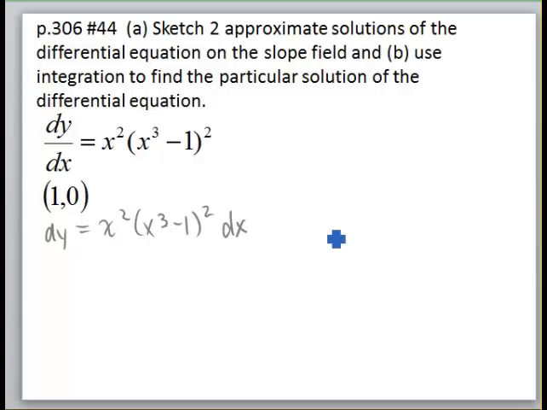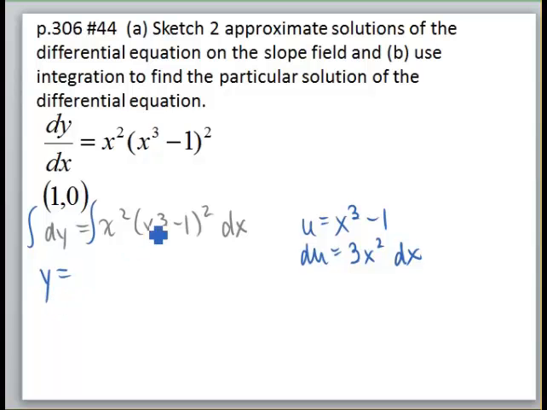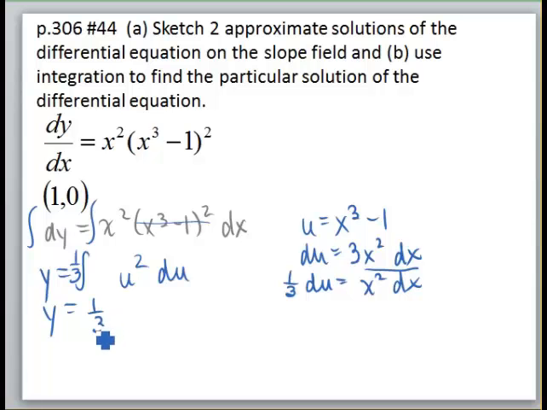So my u statement is going to be x cubed minus 1. So du ends up being 3x squared dx. I'm going to replace then, because I'm integrating both sides, this ends up being y. Y equals, I would have my u taken care of by writing u squared and then adding the x squared dx, which I have, as long as I move my 3 to the other side. So I end up getting 1/3 du. So now I can take the integral of this, which gives me 1/3 from the 1/3 out front, u to the 3rd over 3 plus c. So I get y equals 1/9 u to the 3rd plus c.